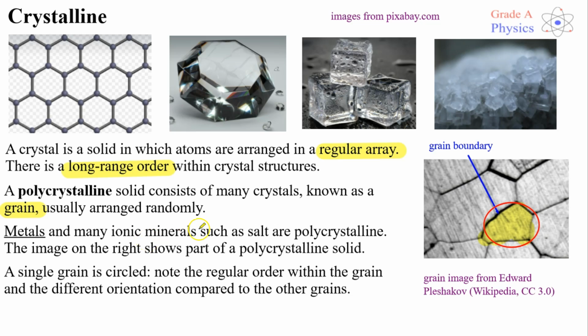So we've got metals and ionic minerals. If you've done GCSE chemistry, or if you're doing A-level chemistry, then you'll know a lot more about this. We might get asked for a brief description of what's meant by crystalline and maybe some examples. So metals and ionic materials would be an easy one. We'll revisit this one later on in the video.